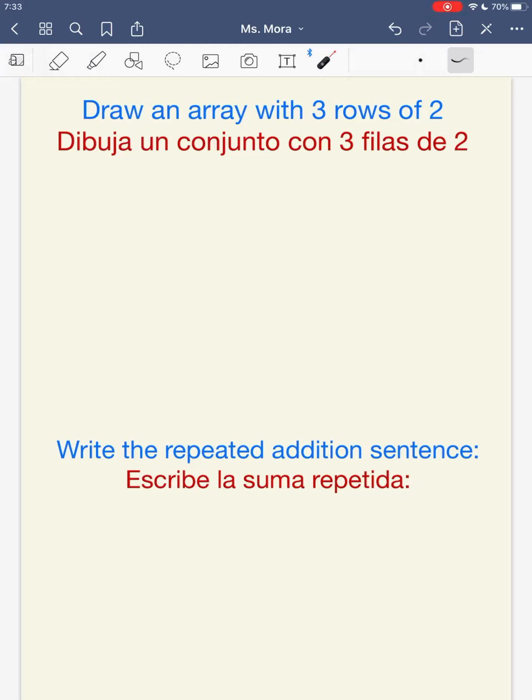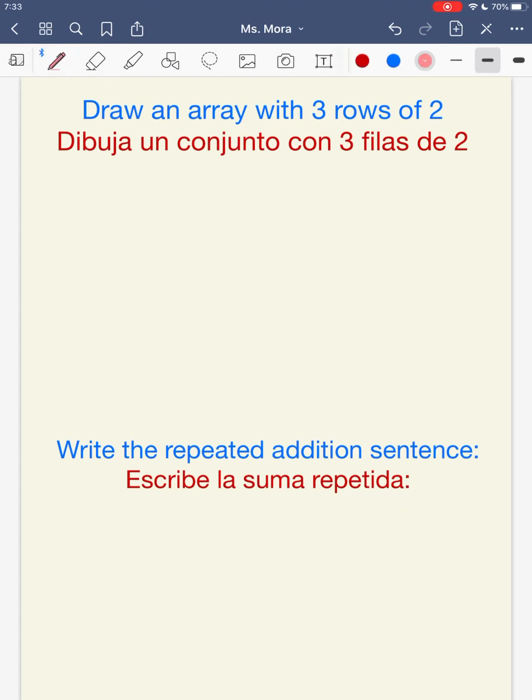So, our first problem today, guys, says draw an array with 3 rows of 2. And we should already know how to do this. Today's lesson is not something super new, but we're still going to practice. Okay? So, dice, dibuja un conjunto con 3 filas de 2. Y esto ya lo debemos saber hacer. No es nada nuevo, pero vamos a seguir practicando.